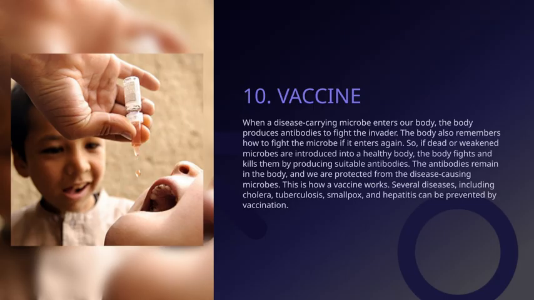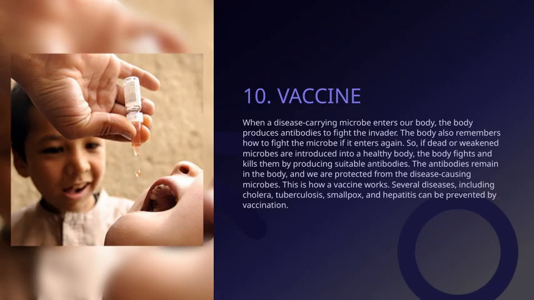Now, when we introduce dead or weakened microbes through a vaccine, it triggers this immune response without making us sick. Our body recognizes these microbes as threats and produces the right antibodies to fight them. These antibodies stay in our system, providing us with long-term protection against diseases. This is essentially how a vaccine works, by training our immune system to defend us more effectively.